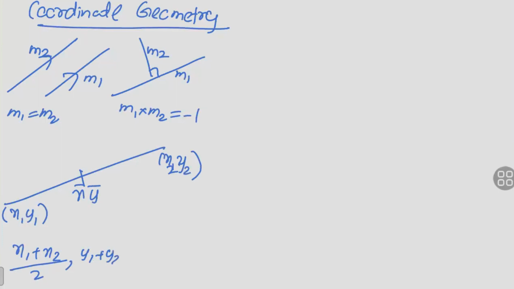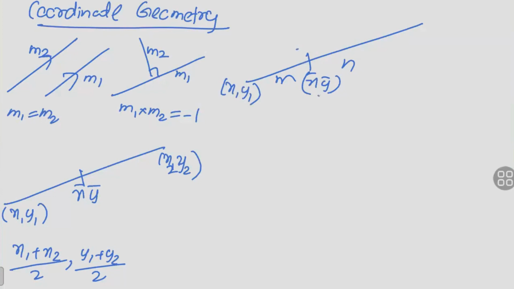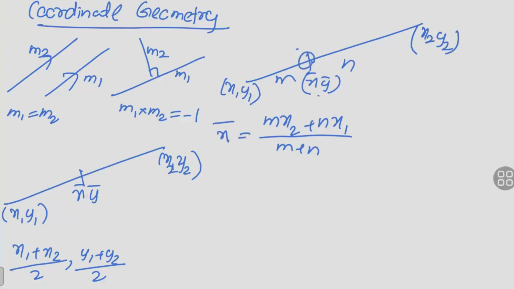Then a line intersecting in the ratio m to n. You should know how to find this particular coordinate: m into x2 plus n into x1, divided by m plus n. This is the coordinate x bar value. The midpoint means we can add and get it. If it is m to n, let's say a 2 to 3 ratio, likewise you have to do it. Then m into y2 plus n into y1, divided by m plus n. This is the ratio you should know.